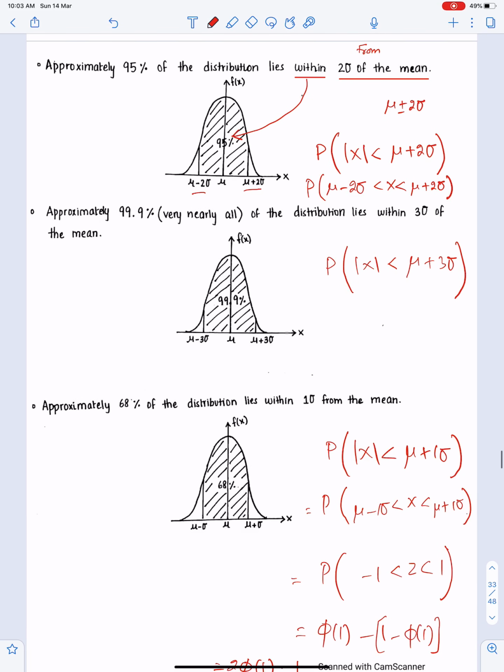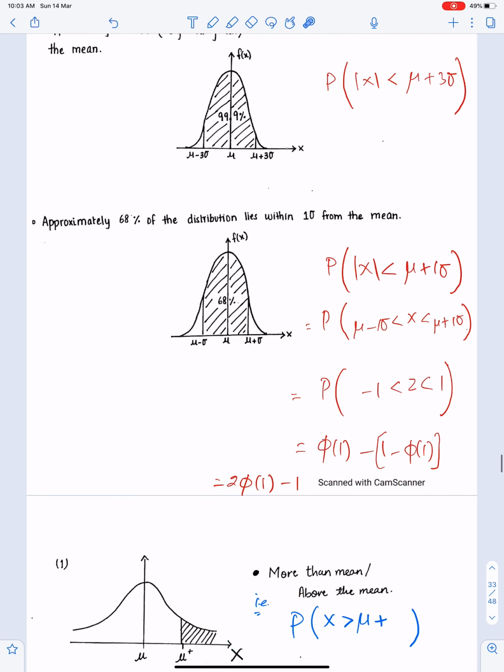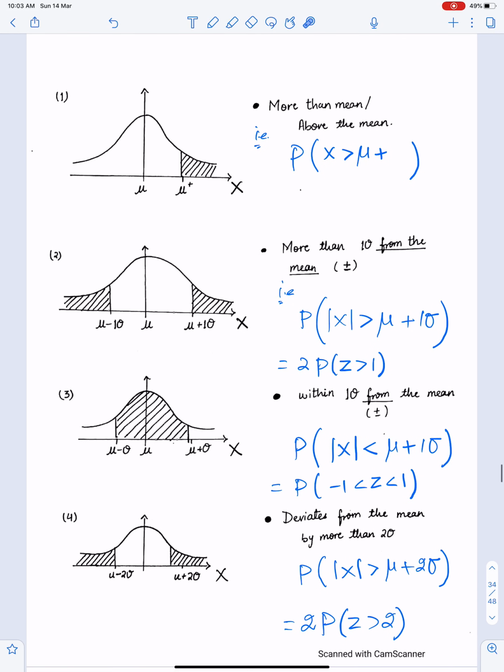For bio students, they need to learn these probabilities. For S1 students, they don't need to learn these probabilities. They just need to learn how to write the modulus statements according to the given statements. When it says within 2 standard deviations of the mean, write in this way. When it says within 3 standard deviations of the mean, write this way. When it says 1 standard deviation from the mean, write this way. And this is the way to simplify this modulus. And these 4 statements are extremely important. This says more than the mean, like they can say 1 standard deviation more than the mean, or 1 standard deviation above the mean. They can say this.